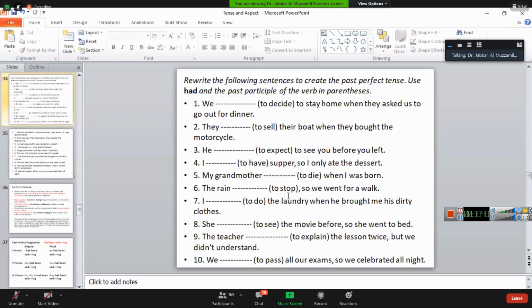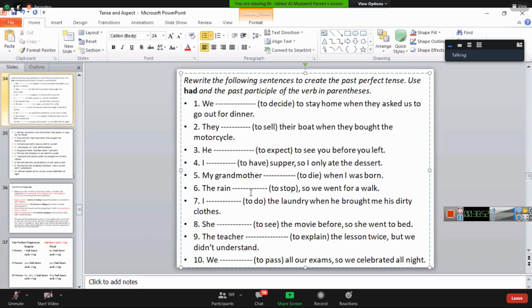The rain dash to stop, so we went for a walk. The fellow was thinking of some other answer. What should be the answer here? The rain had stopped. Had stopped. So we went for a walk. See, here I should give a concept.